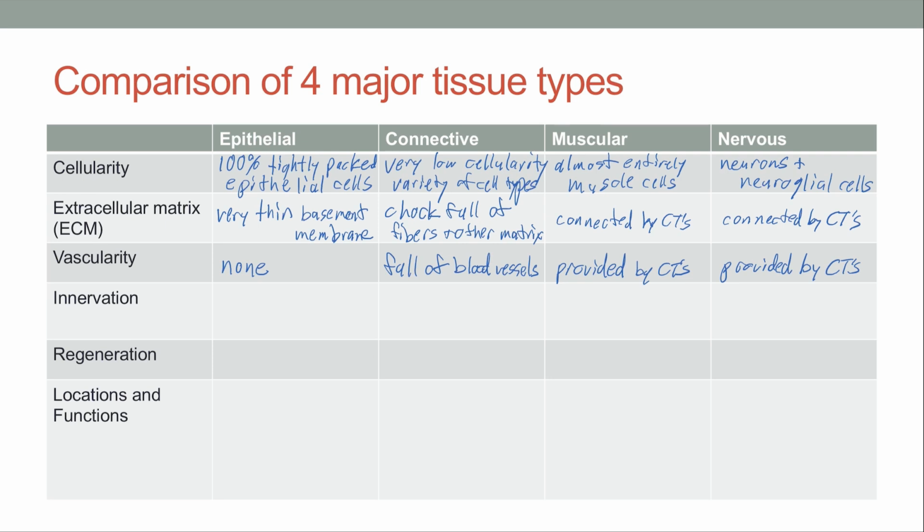Innervation talks about how many nerve connections each tissue has. Epithelial tissue typically has a high number of nerve endings, both nerves that sense what's going on in the epithelial tissue and nerves that provide signals to the epithelial tissues, for example, to tell them to secrete more sweat or to secrete saliva when you're about to have a meal.